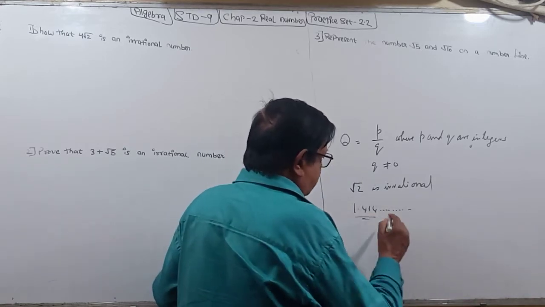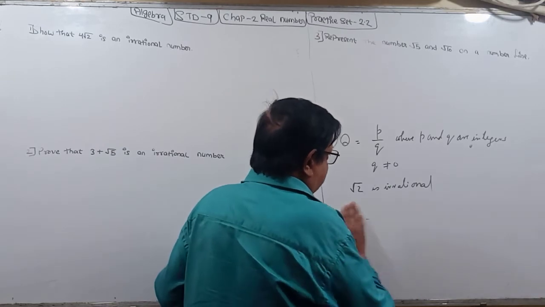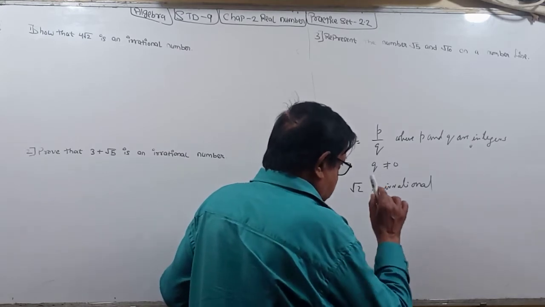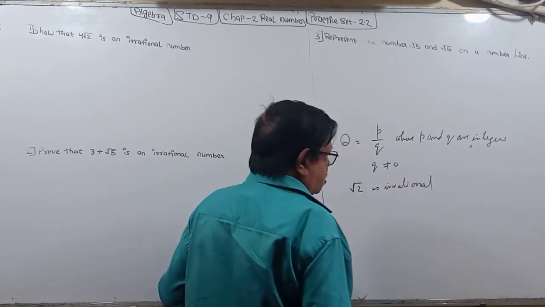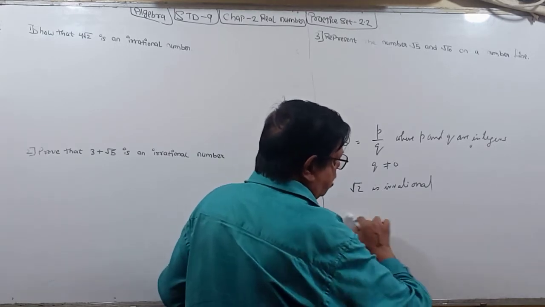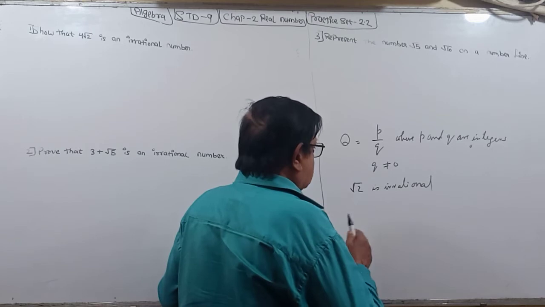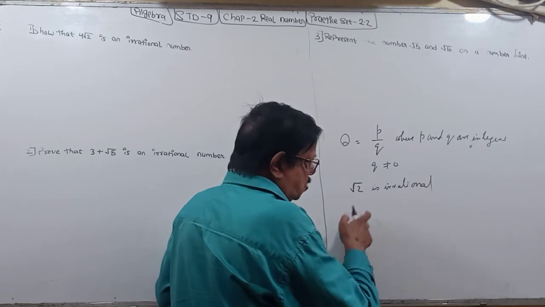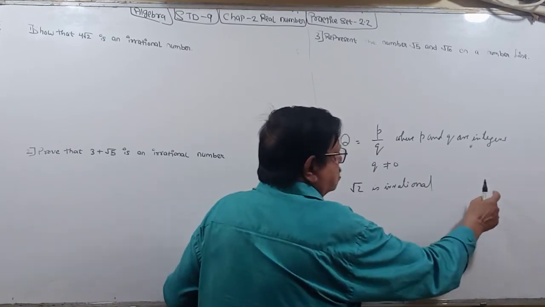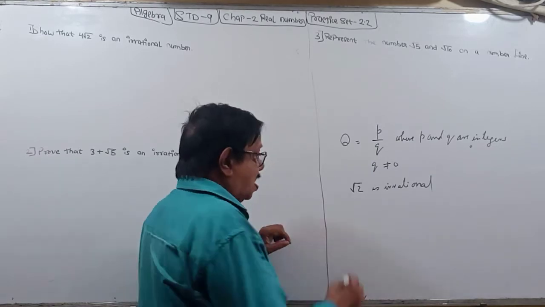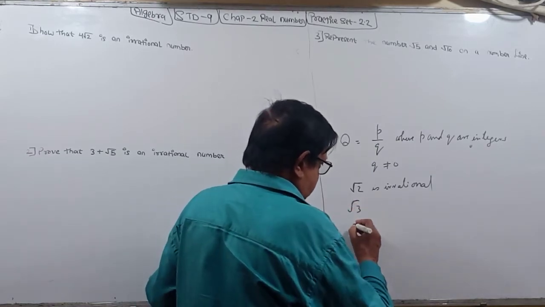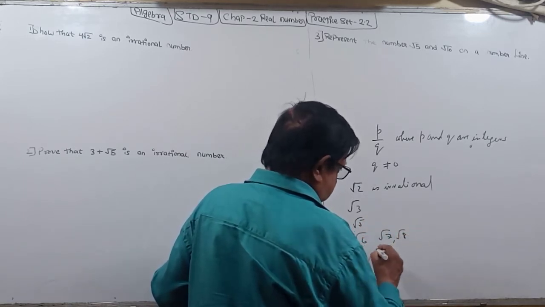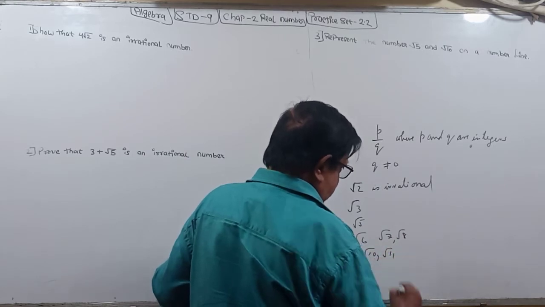Now the approximate value is 1.414, but root 2 is an irrational number. An irrational number is a number which is non-terminating and non-recurring. If you find root 2 on your calculator, you will find it continuing endlessly. Similarly, root 3, root 5, root 6, root 7, root 8, root 10, root 11 are all irrational numbers.